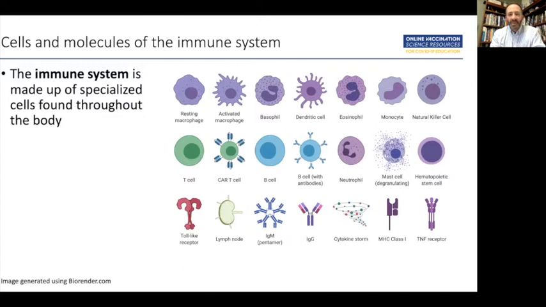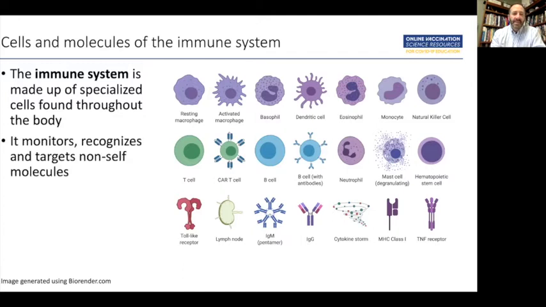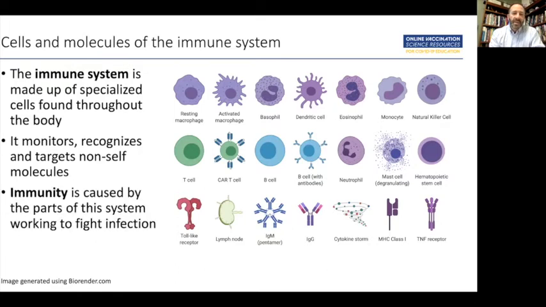Collectively, their workings are known as the immune system, specialized cells found throughout the body. And its job is to monitor, recognize, and target non-self molecules. And the term that we use to describe the action of this system, this collection of cells and molecules and tissues, is immunity. Immunity is the parts of the system working together to fight infections.